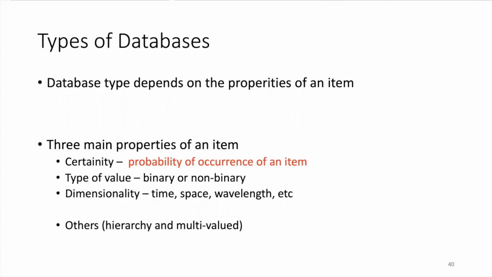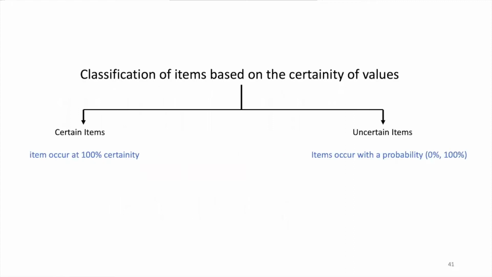So let us look at these types: certainty, type of value, dimensionality, and others. When we classify the items based on the certainty of the values, we have certain items, that is the items that occur at 100% certainty, and we have uncertain items, that is items occurring with a probability that can vary from 0% to 100%.